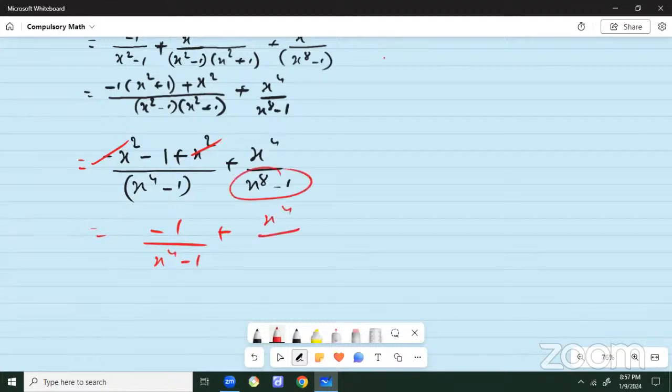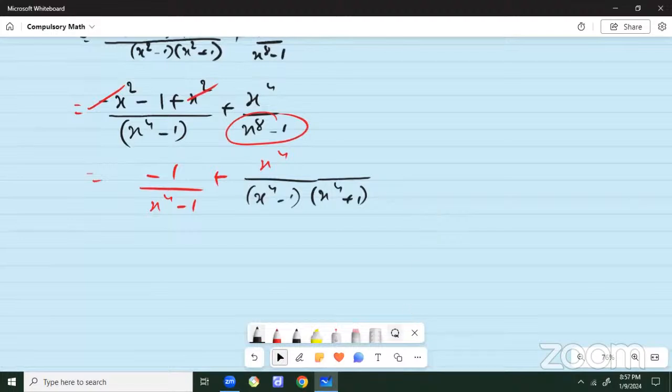What are the factors of x to the power 8 minus 1? Rupesh ji, what are the factors of x to the power 8 minus 1? x to the power 4 minus 1 times x to the power 4 plus 1. Very good. Now, what next? Miss Adhikari, what's the next step?